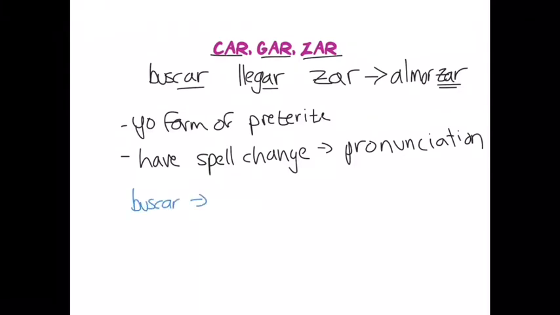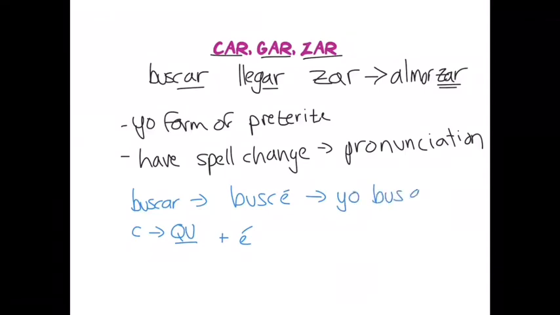So when we have these changes, for example, buscar, car verbs, this is going to have to change because if we say buscé, it just doesn't sound very crisp. So instead of leaving that C there, we're going to have to make a little swap. That C is going to change to a QU before we attach the normal AR yo form ending in the preterite. So instead of this sloppy version of the verb, we're going to say yo busqué. Nice and crisp, easy to say. And this happens to all verbs that end in car in the yo form in the preterite.